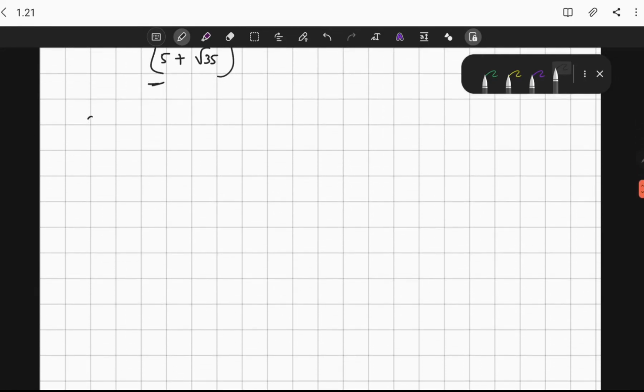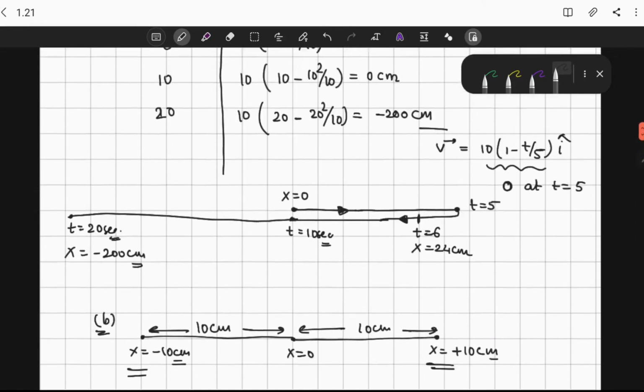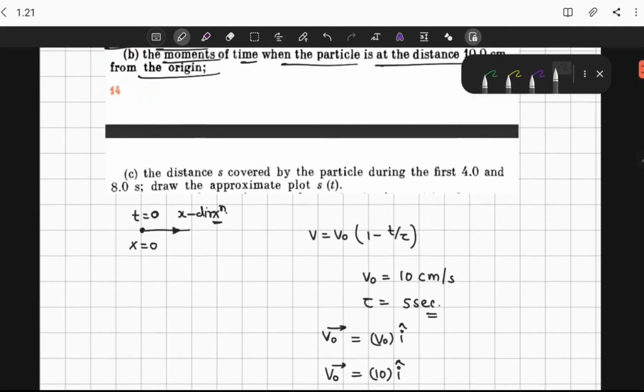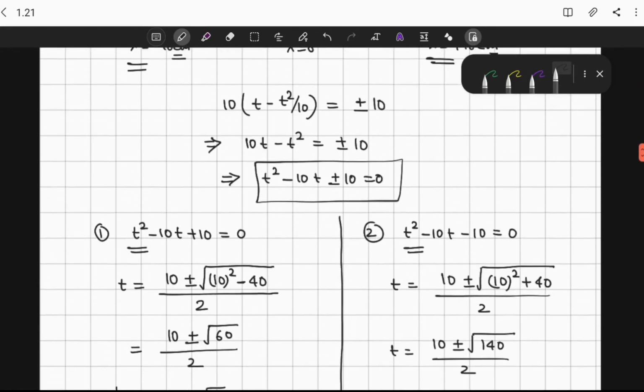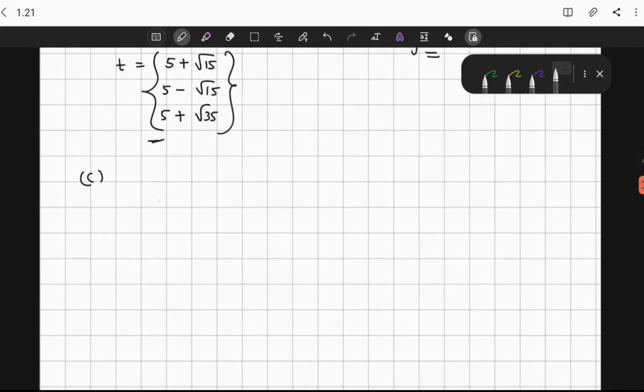Let us come to the C part. In the C part, it is asked to find the distance covered by the particle during the first 4 and 8 seconds, and also to draw the approximate plot of s versus t, that is as a function of time. Now in order to find the distance, we have to know the value of speed, because distance s we can write as the integration of speed from t is equal to 0 to t is equal to t.